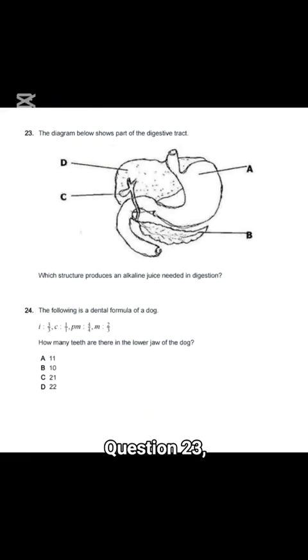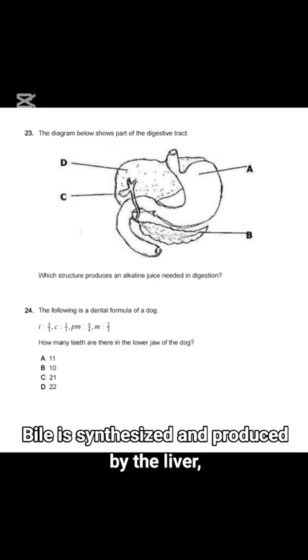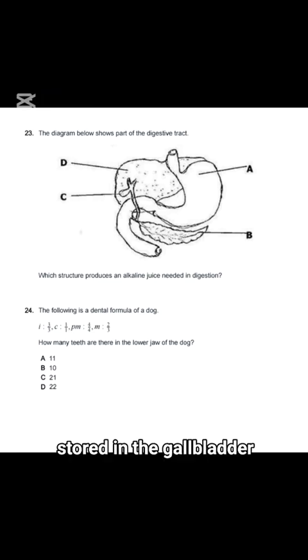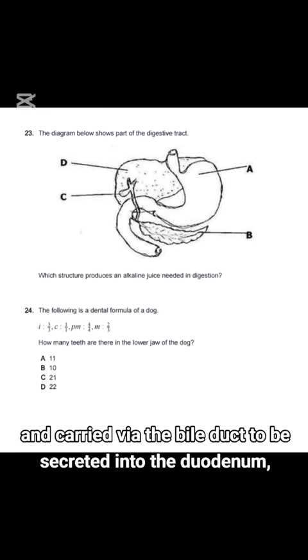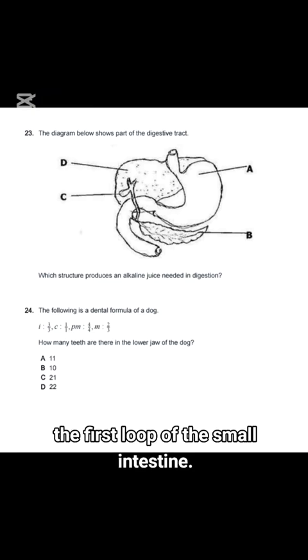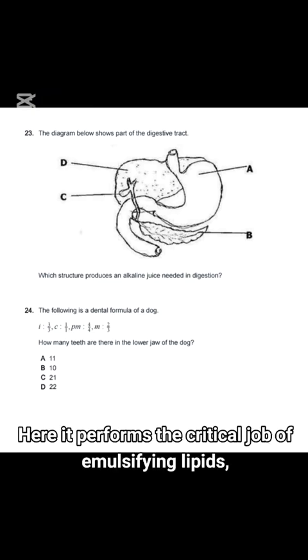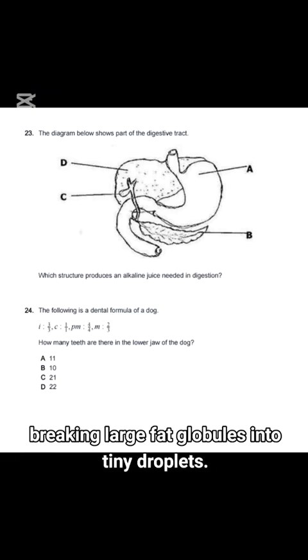Question 23. Answer: A. Duodenum. Explanation: bile is synthesized and produced by the liver, stored in the gall bladder, and carried via the bile duct to be secreted into the duodenum, the first loop of the small intestine. Here, it performs the critical job of emulsifying lipids, breaking large fat globules into tiny droplets.